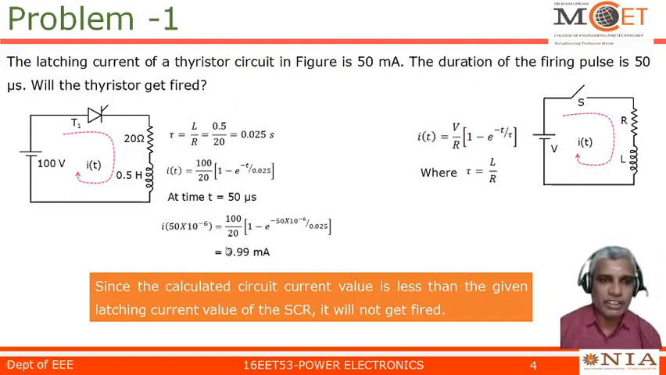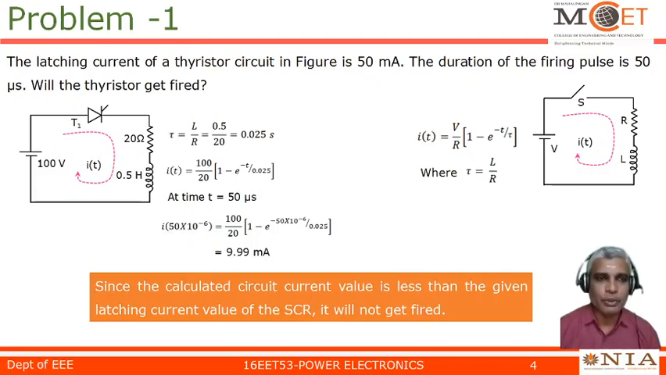So the solution is, when time t is equal to 50 microseconds, the current through this device is 9.99 milliamperes, which is less than the latching current of the device, which is 50 milliamperes. Since 9.99 is less than the latching current, the thyristor will not get fired, which means that the thyristor will not turn on. I am going to see the same condition in my simulator also.